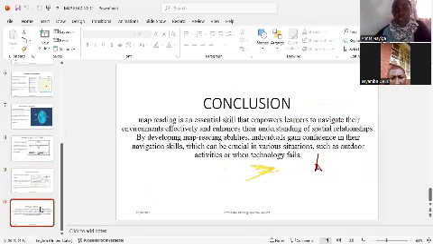So then we come to the end of this lecture. Thank you for being attentive, and thank you for contributing and asking questions. Map reading is an essential skill that empowers learners to navigate their environments effectively and enhances their understanding of spatial relationships. By developing map reading skills, individuals gain confidence in their navigation skills, which can be crucial in various situations, such as outdoor activities or when technology fails. And that is the end of our lesson.